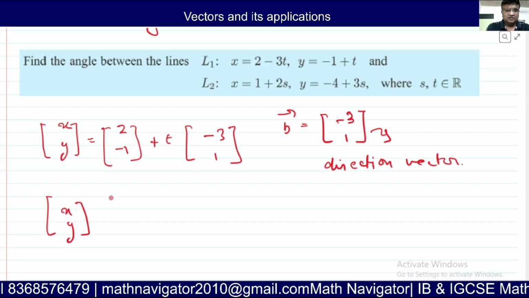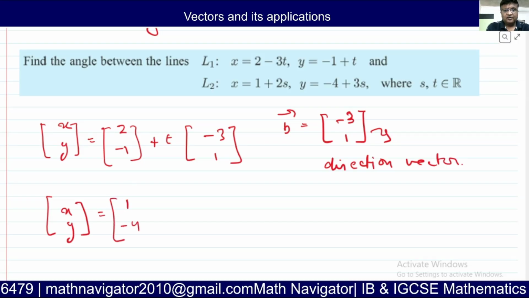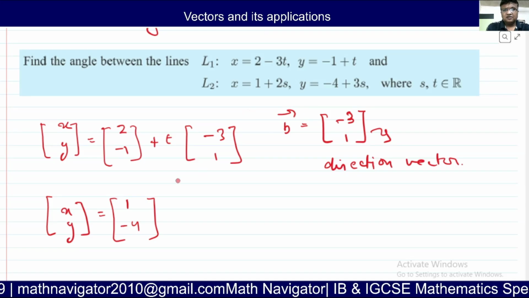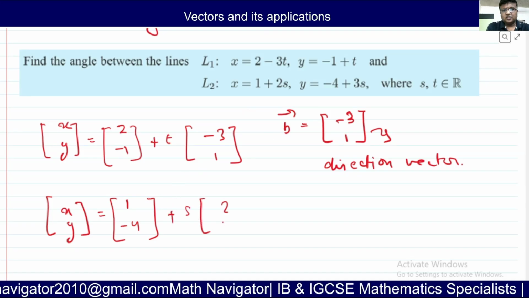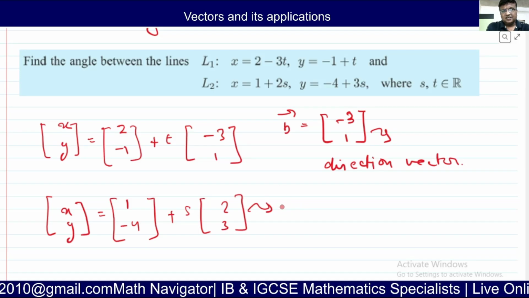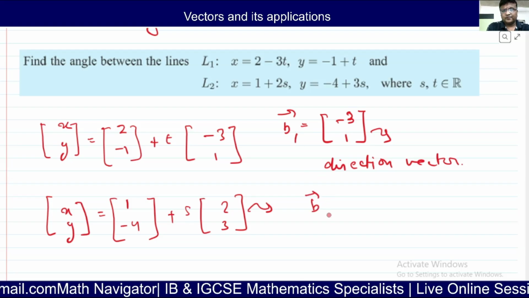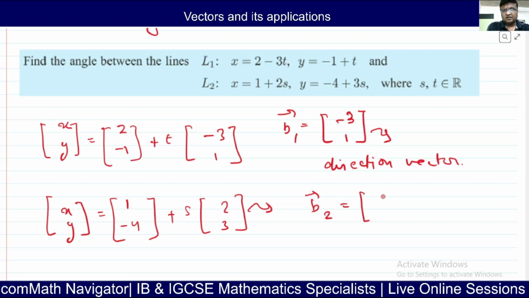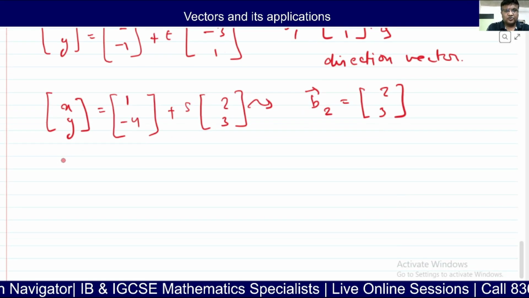This will give me 1, -4 plus s (2, 3). So this is my direction vector for line 2. So if I take the dot product of it, how do we take the dot product of it?